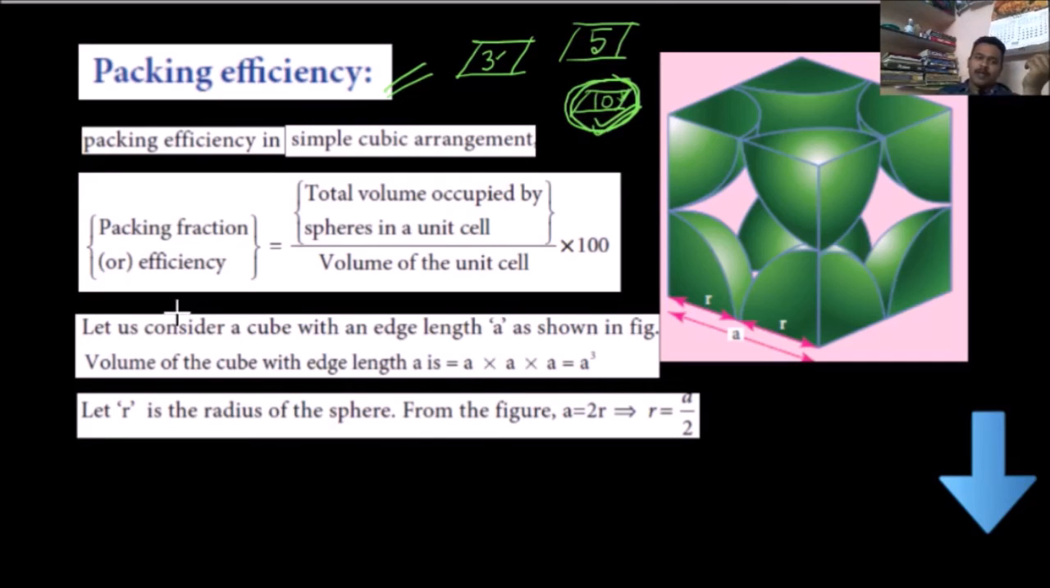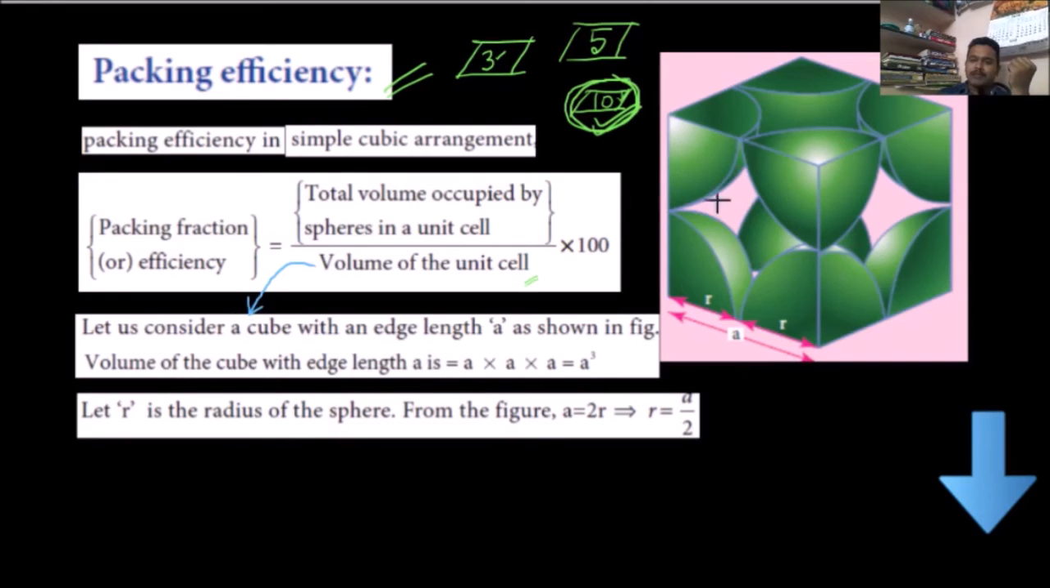That is the formula here. Packing fraction, otherwise packing efficiency, is equal to the total volume occupied by spheres, atoms, molecules or ions in a unit cell, divided by the volume of the unit cell, into 100. The volume of the unit cell is common because we are always talking about a cubic system only. This is only going to vary from system to system. So first I will find out the volume of the unit cell, the denominator, in an easy way.